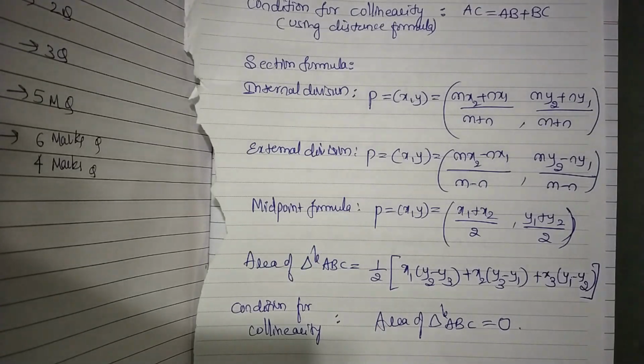Condition for collinearity using this concept is given by area of triangle ABC is 0. If area is 0, then the given points are collinear. If the given points are collinear, nothing but area will be 0.